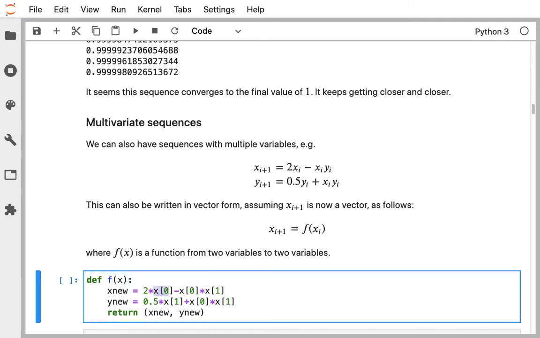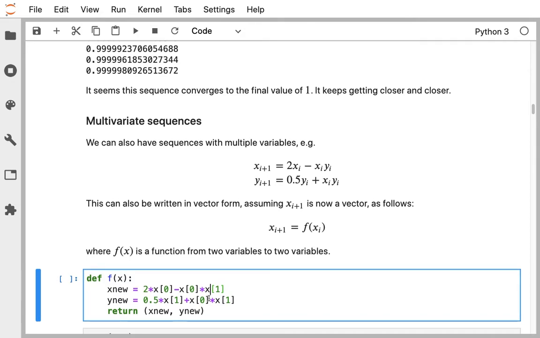So here x is a vector, so x0, now this is getting a bit confusing, but x0 refers to this x up here, and x1 refers to this y up here, because we've just taken what we used to call x and y and stored them. Maybe I should have given it a different name, like xvec, but there you have it.